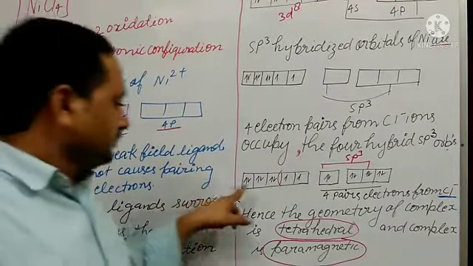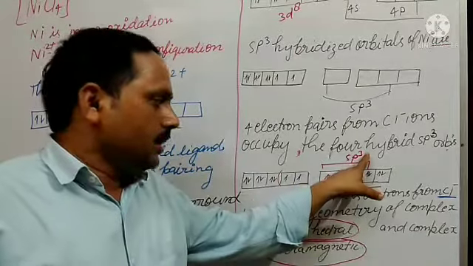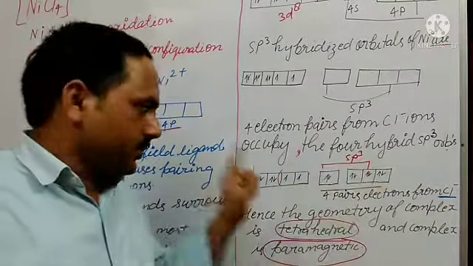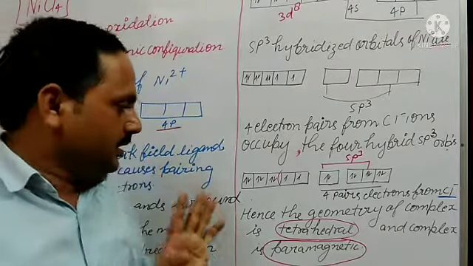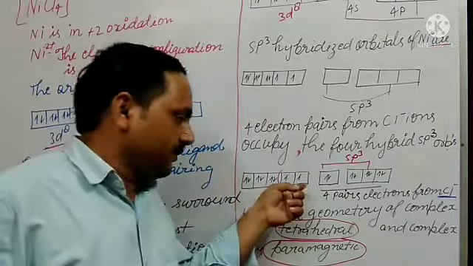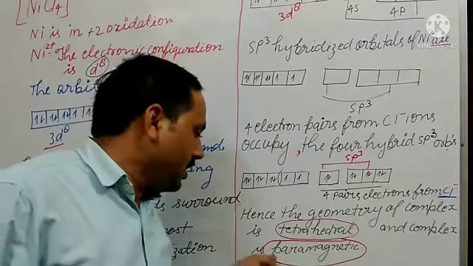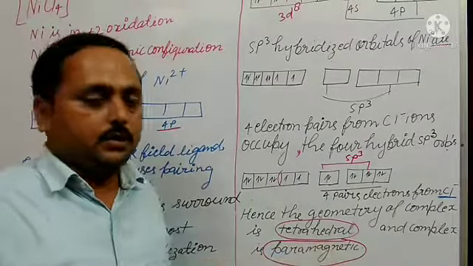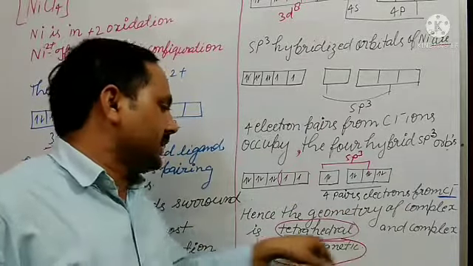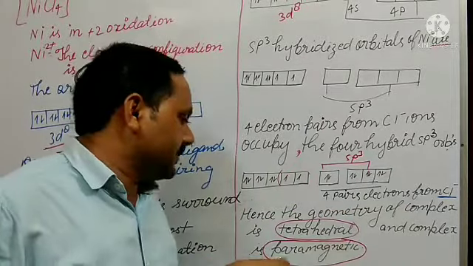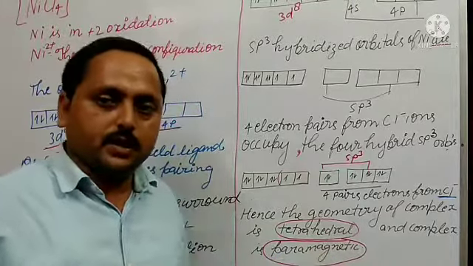Here hybridization is sp3, so geometry will be tetrahedral. Due to presence of unpaired electrons, it will be paramagnetic in nature. So I wrote this: hence the geometry of the complex is tetrahedral and the complex is paramagnetic in nature. Okay students.